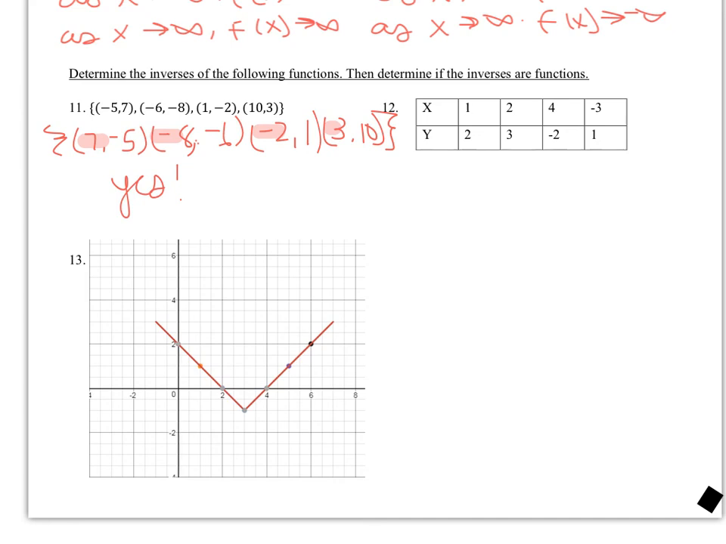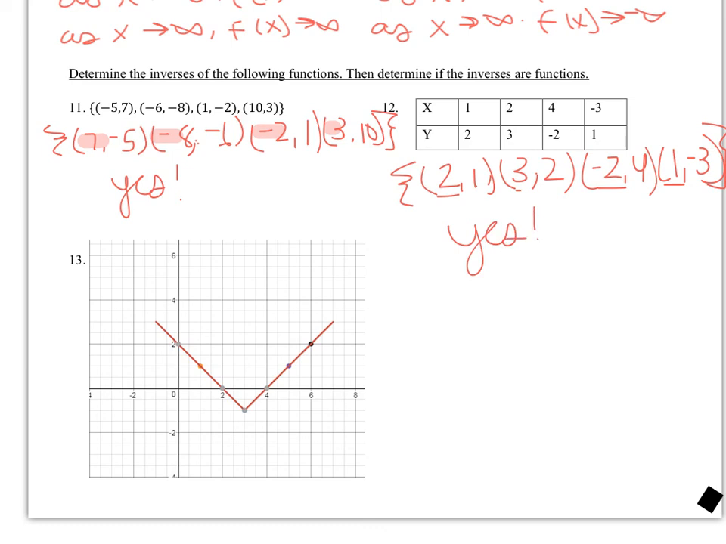Let's go ahead and do number 12. If I just write it in my ordered pairs, it's going to be 2, 1, 3, 2, negative 2, 4, and 1, negative 3. Are those inverses of each other? 2, 3, negative 2, 1. Yes, none of the x values repeat.